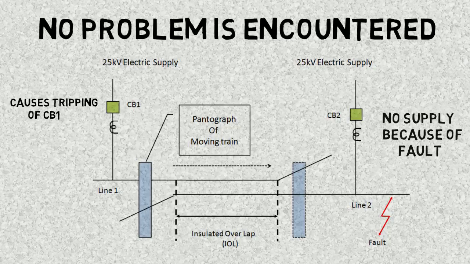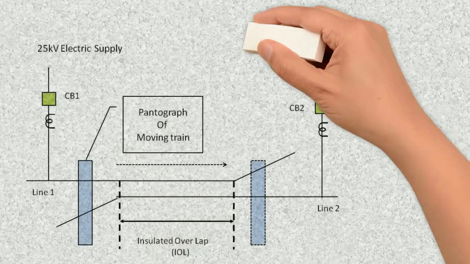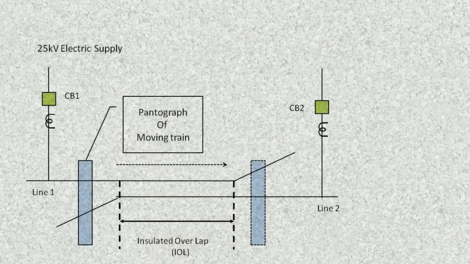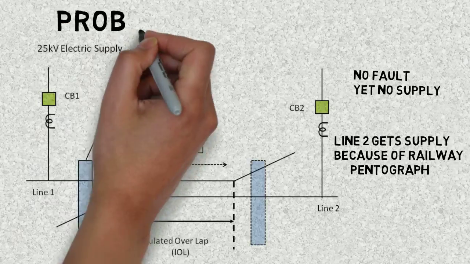But during the second condition, when there is no supply on the second line but the second line has no fault, then what happens? Whenever a train enters from the live to the dead section of the insulated overlap, there shall be a heavy flashover, particularly when the pantograph leaves the insulated overlap, which may damage the pantograph due to sparking.